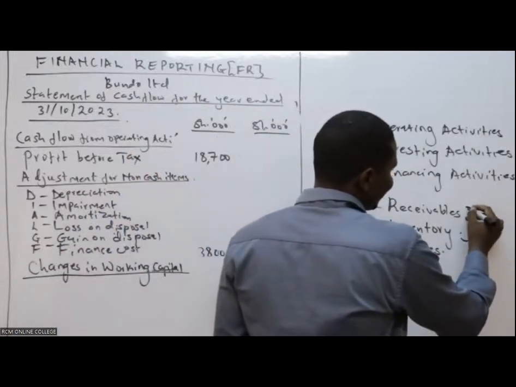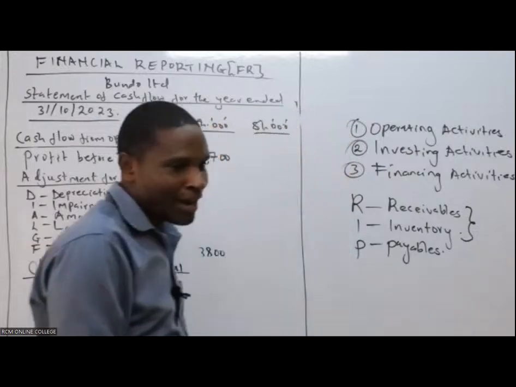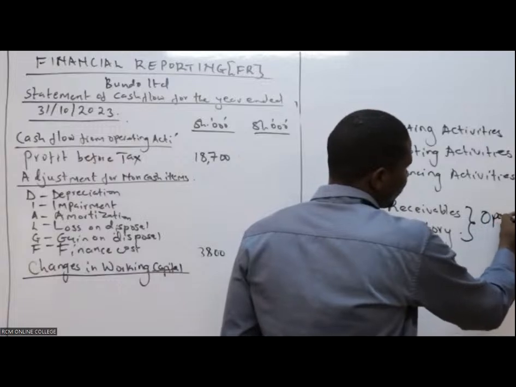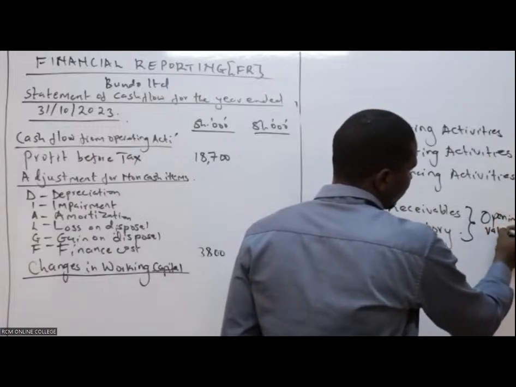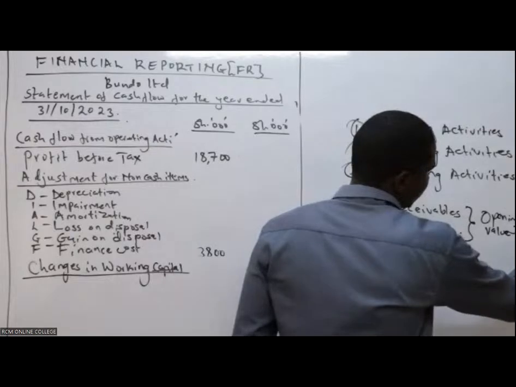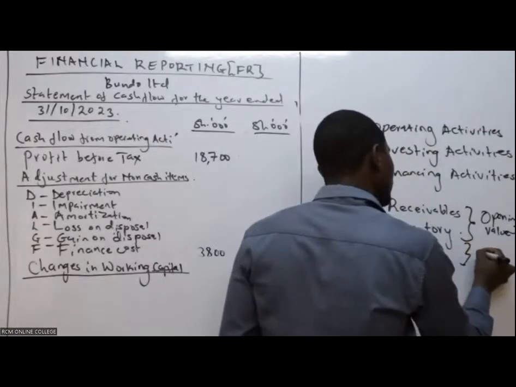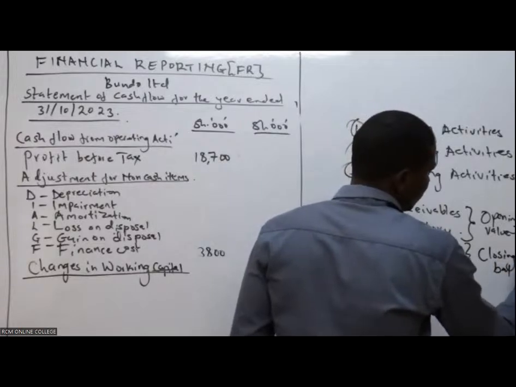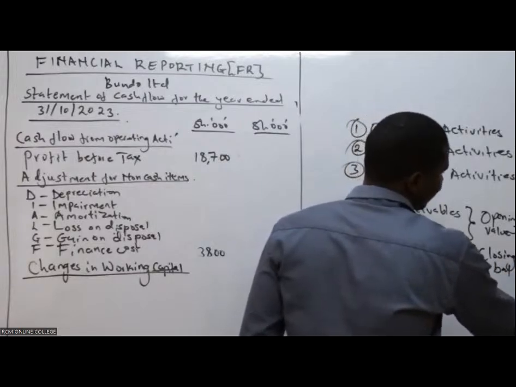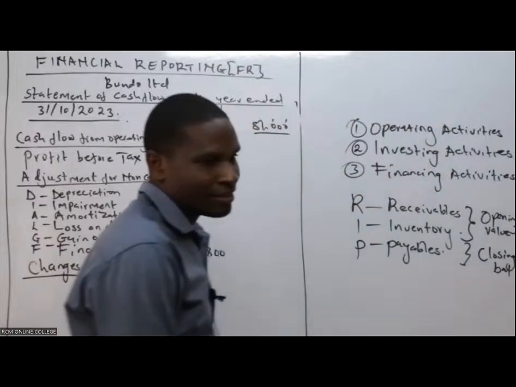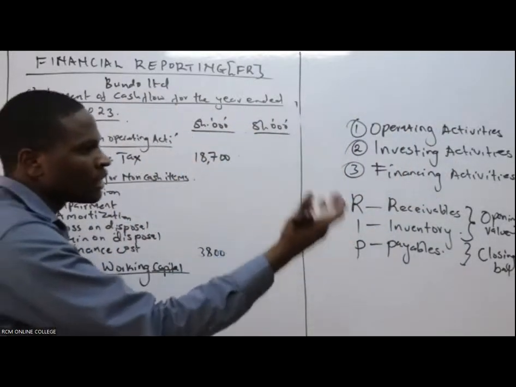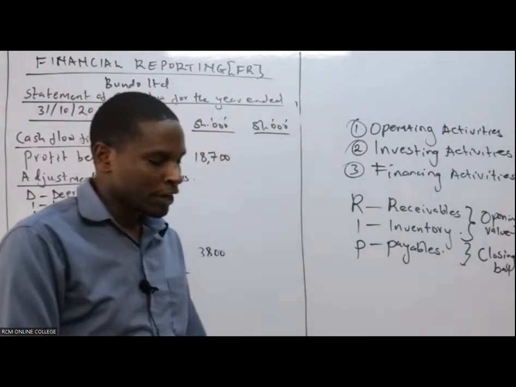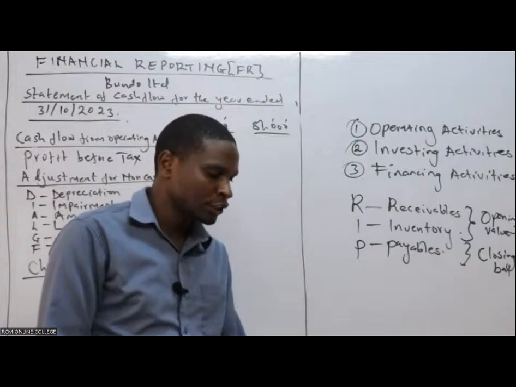For our assets, it will be the opening value minus closing. For liabilities, it will be closing balance minus opening balance. Like that. OCCO. As simple as that. Now, let's go direct to our balance sheet and check what we have.